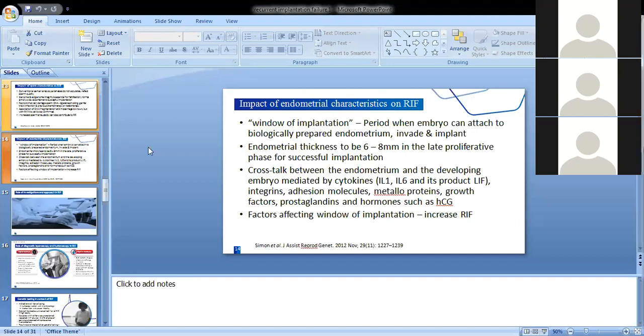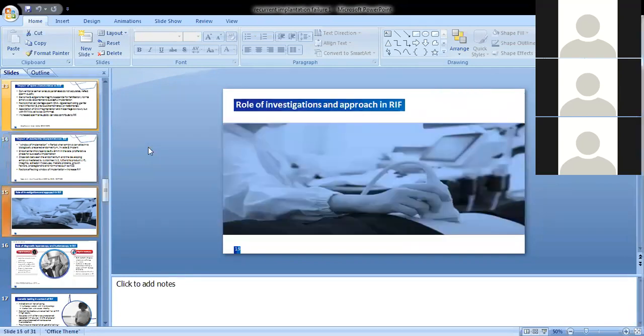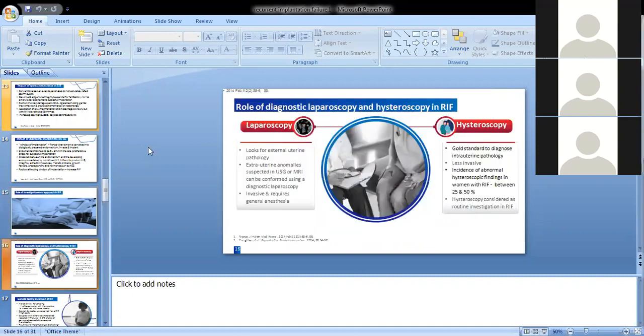So there is crosstalk between the endometrium and the developing embryo mediated by cytokines, interleukin 1, interleukin 6, and its product LIF, integrins, adhesion molecules, metalloproteinases, growth factors, prostaglandins, and hormones such as HCG. So the factors which affect the window of implantation always increase the chance of recurrent implantation failures. So now, what can be our investigations and approach to manage this kind of patients?